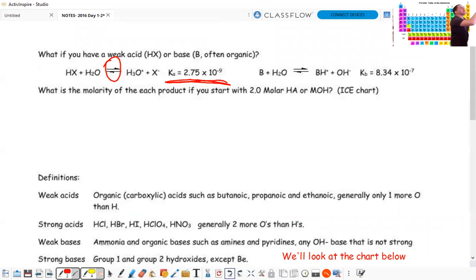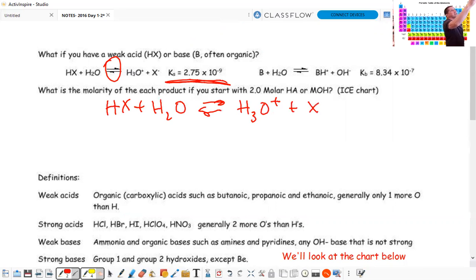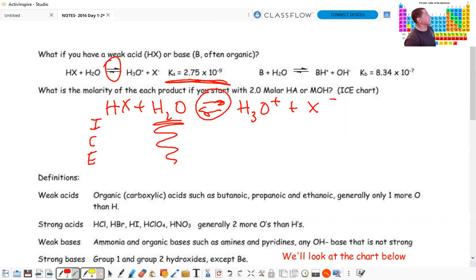All right, so what is the molarity of each product if you start with 2 molar HA this time? All right, well, now it's trickier. So HX plus H2O is in equilibrium with H3O plus and X minus. Here's why I like always to add water to acids. Now I can do the ICE chart because it's equilibrium. Remember, water doesn't matter when we do an ICE chart. Water is a pure liquid. It is not included in the equilibrium expression. So I usually cross it right out like that.